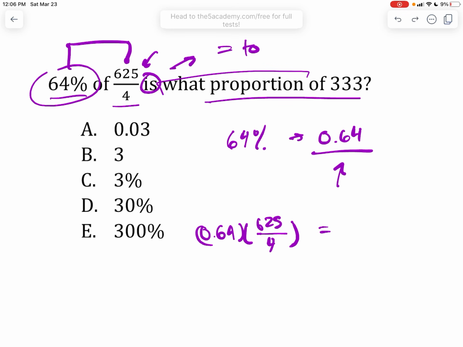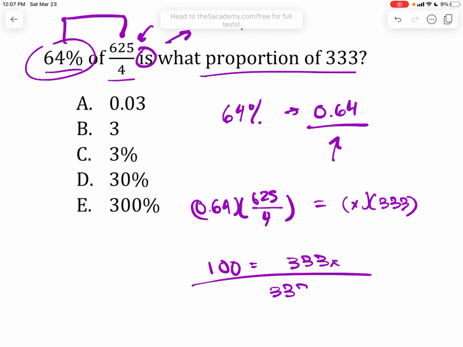So whenever you see what proportion or some proportion or some value, you can just plug in x, okay? Now, given that it's a proportion, that means that we're also going to be multiplying that unknown x value by 333. Okay? So now we have an equation. Let's go ahead and solve it. So 0.64 times 625 divided by 4 gives me 100 exactly, which is kind of nice, times 333x. Clearly, I just want to divide by 333.